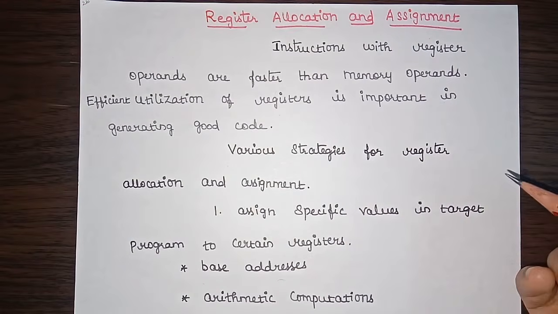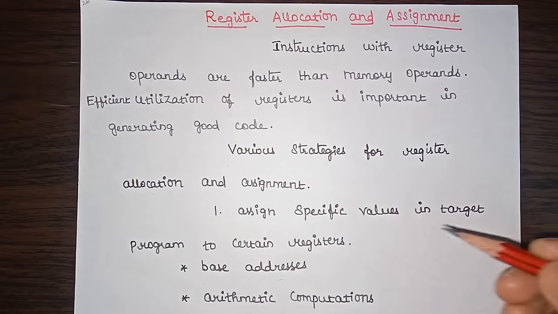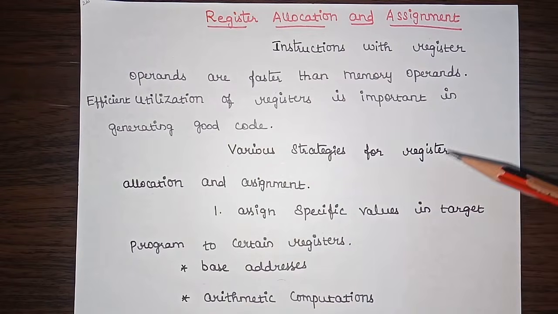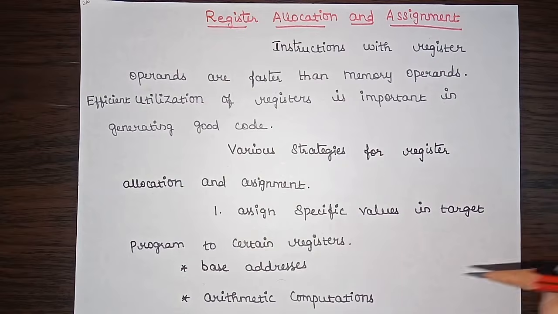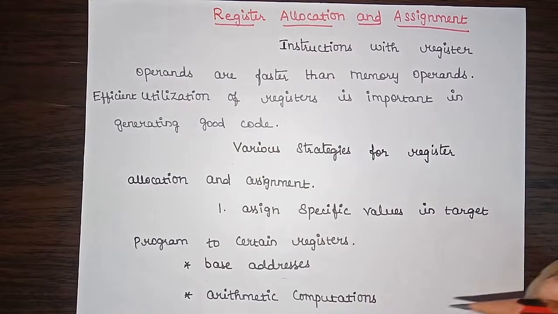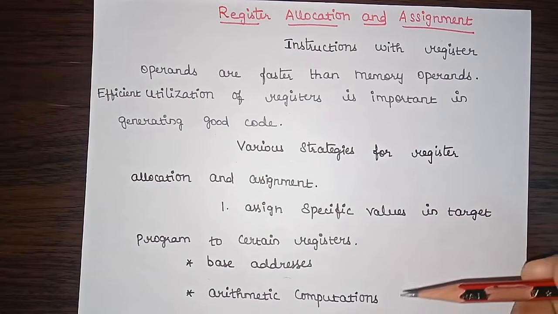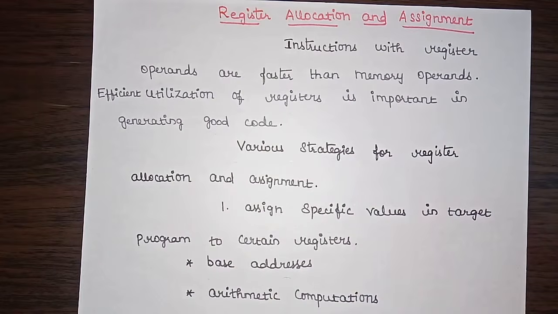We can say that the register actually runs faster than memory. This also increases the speed of a processor, and therefore efficient utilization of registers is important for generating good code. This section presents various strategies for deciding the registers, that is, what value should reside in a register and in which register that value should reside. All this register allocation and register assignment should be decided by various strategies.